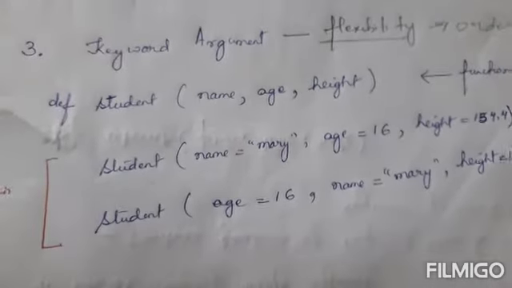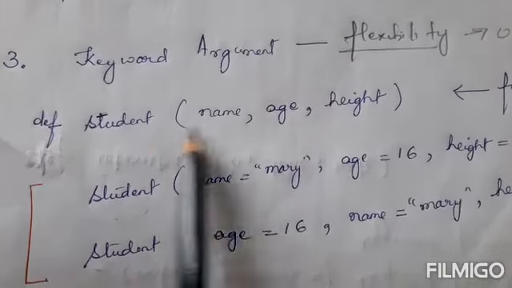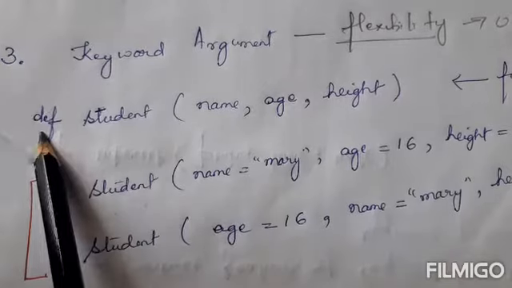Here is an example for you to clearly understand. Say I start first with the function definition, because this will remain the same. So this is define student.